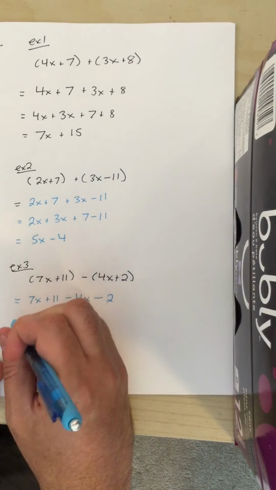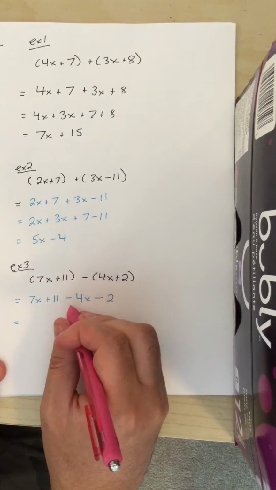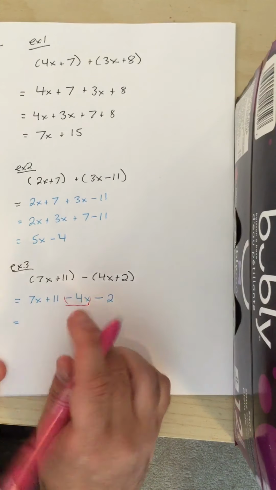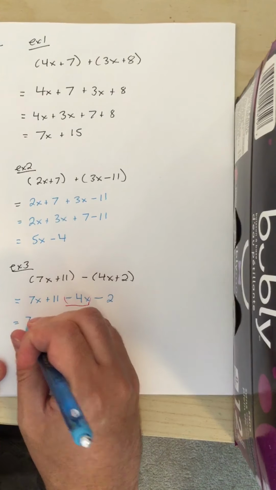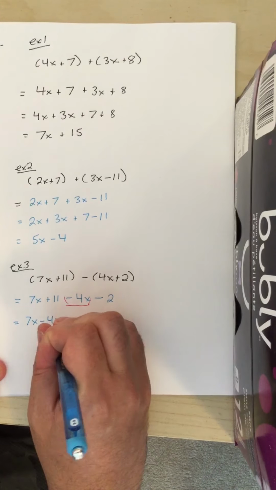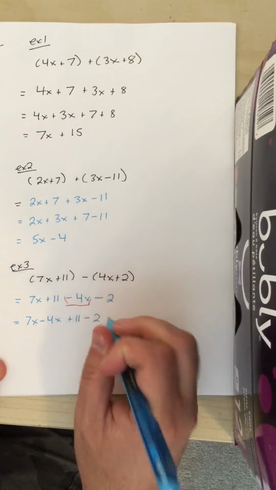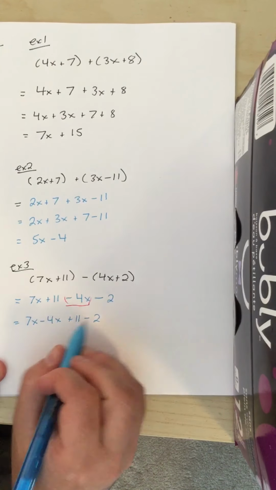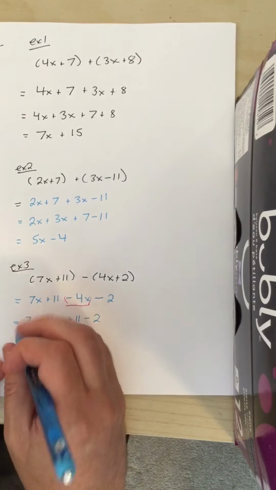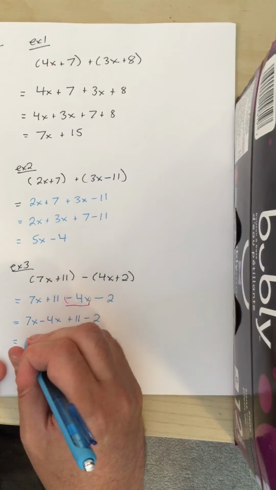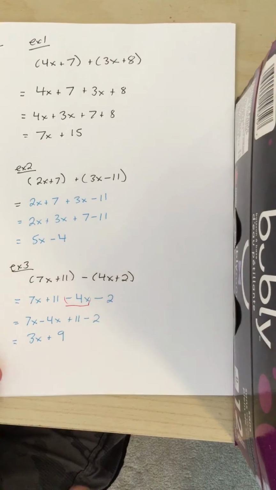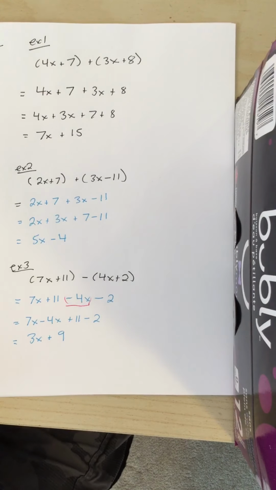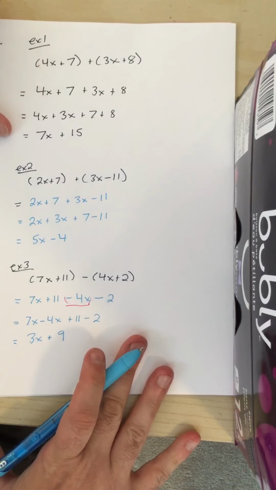Then we're going to collect like terms. Remember that when we collect like terms, we drag the sign that's in front of the term with it. So it's going to be 7x minus 4x plus 11 minus 2. Notice the plus 11 dragged its plus with it, the minus 4x dragged its minus with it. And we're going to get 3x, and 11 minus 2 is 9. And that's the answer to number 3. Pause it if you want to keep on looking. I'm about to change the papers.